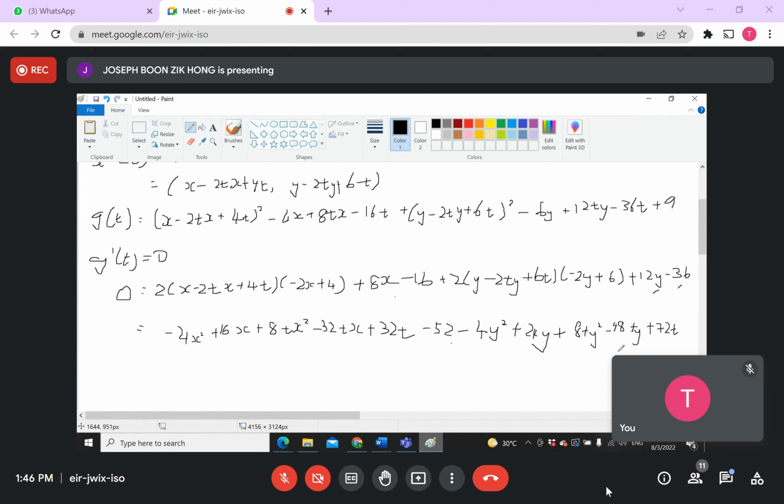Okay, I think something repeats there, tx squared. Negative 32 and negative 52, something can be merged together. Oh, this is negative 32tx, sorry, positive 32t, negative 52, negative 4y squared, 24y, 8ty squared, negative 48ty, and then plus 72t. This one and this one can merge together, become 104.